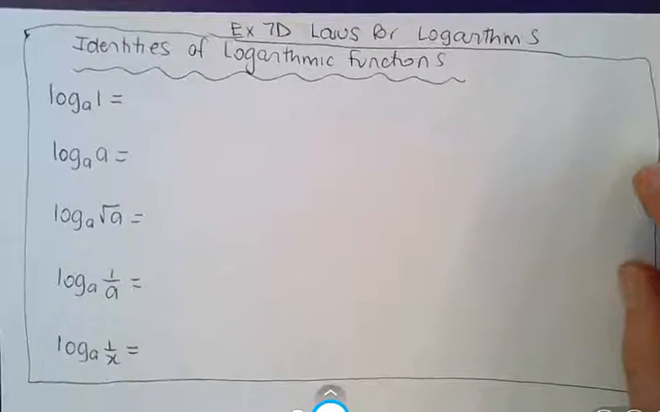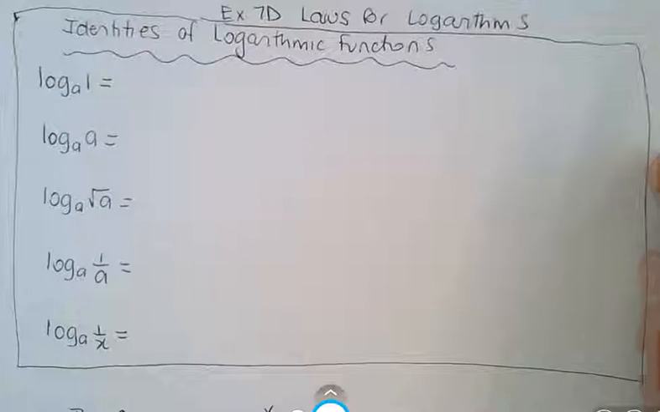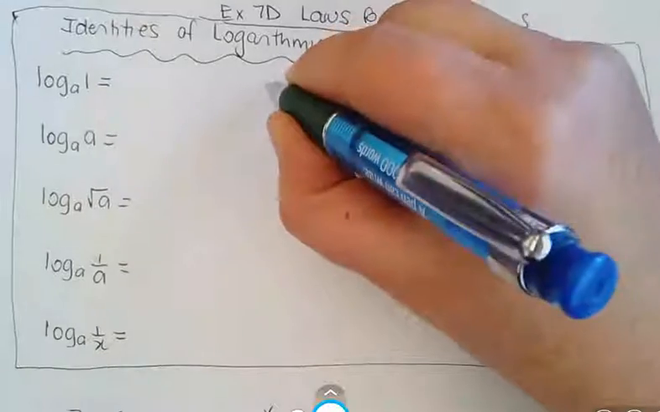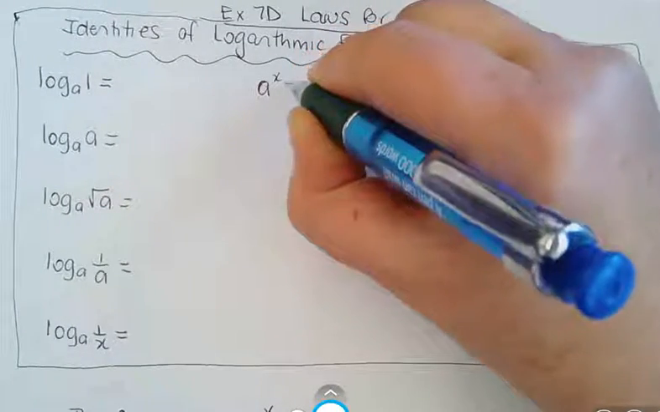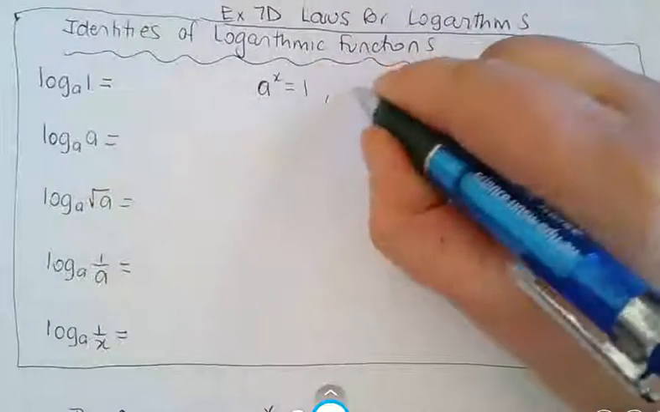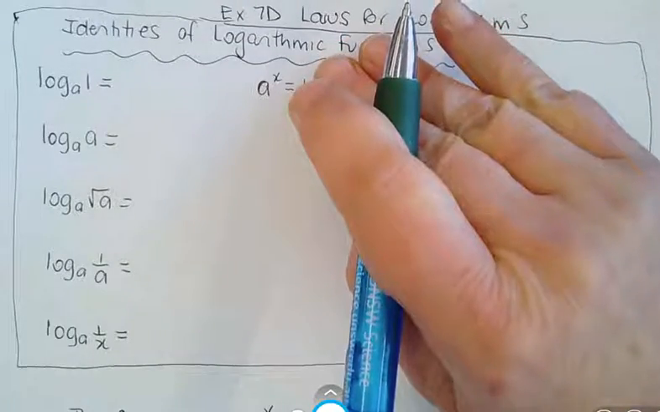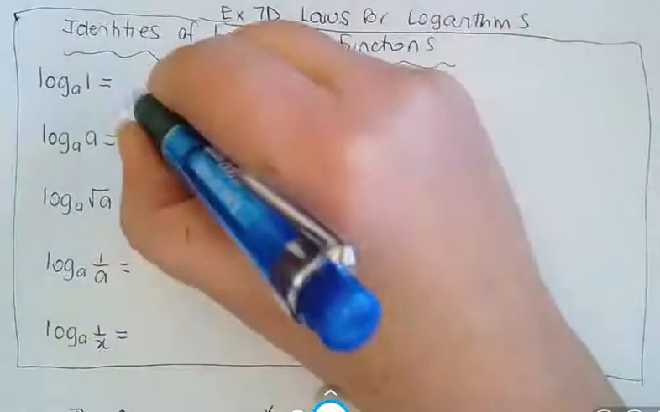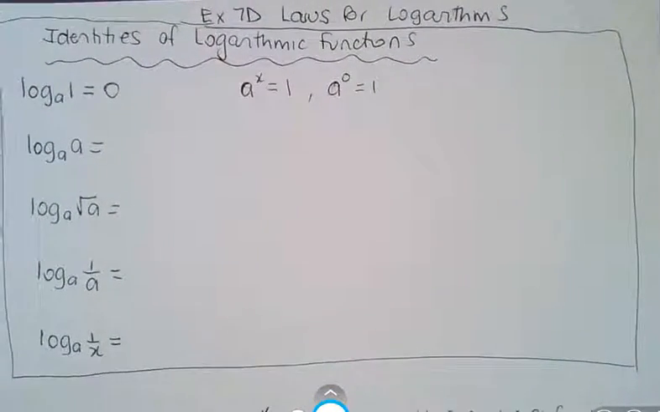So, what does log to the base a of 1 equal? Don't we say a to the power of something is 1? Isn't that how we try and work it out? So what is that something? A to the 0 is 1. So log to the base a of 1 is 0.